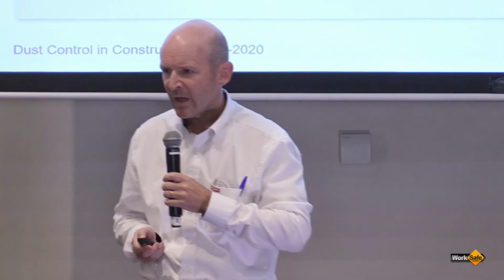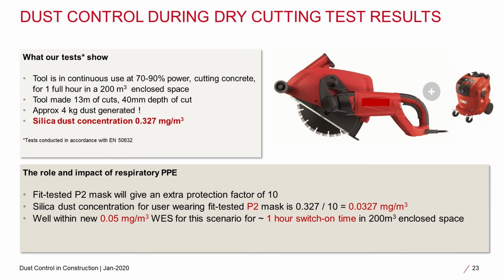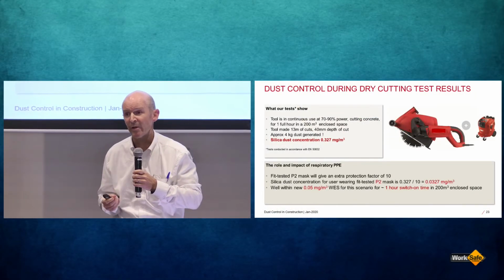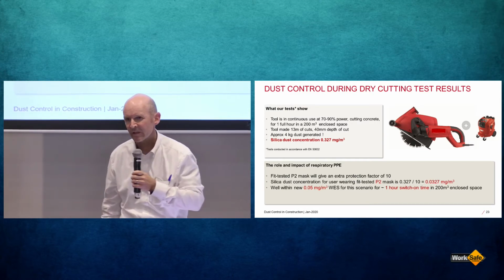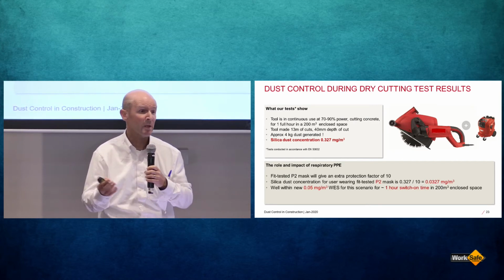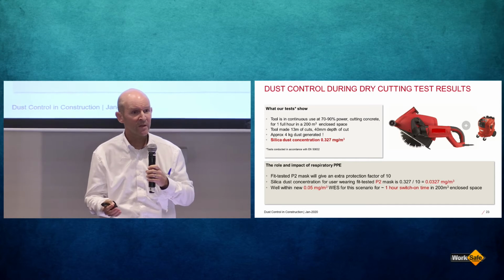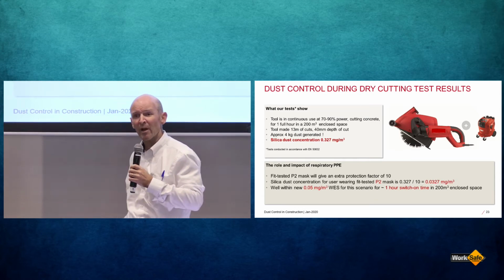So we do these experiments at a custom-built lab in our development center in Kaufering in Germany. We do them in worst-case scenarios, so like in an enclosed space, and just cutting meters and meters and meters of concrete. So in this concrete cutting example, after solid cutting for about an hour, we generated a dust concentration in that room of 0.3 milligrams per cubic meter of silica dust. That's way over an acceptable limit. And the new acceptable limit is 0.05 milligrams per cubic meter in an 8-hour period. And this is in a 1-hour period.